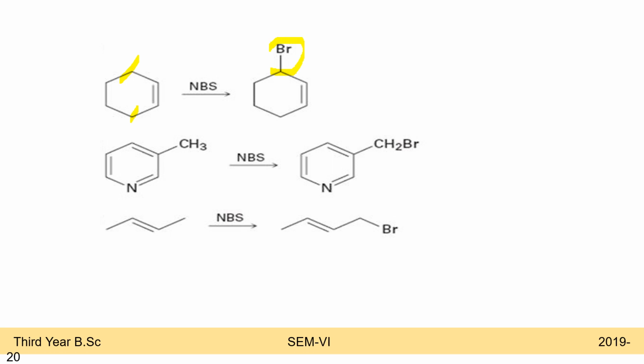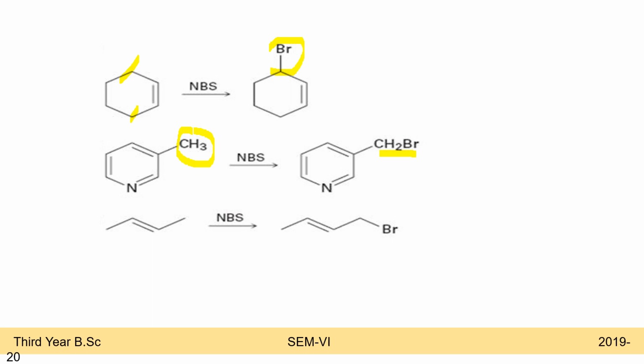Similarly, this next molecule is a heterocyclic compound having a side chain methylene group. This methylene group is next to the double bond, so it can act as an active methylene group. So the bromination will occur here. You can see here the bromination will occur here.